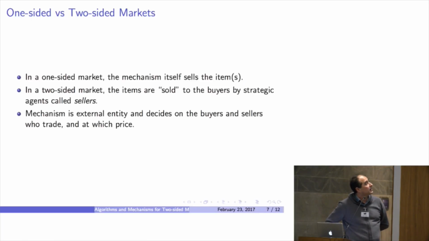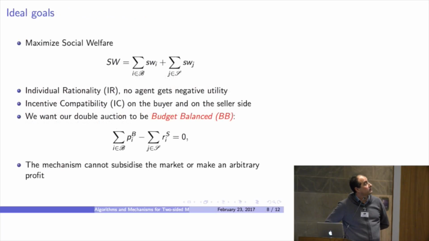The ideal goal of two-sided markets is that of maximizing social welfare, that now is the social welfare of both the buyers and the sellers, or the providers and the consumers. The mechanism needs to be individually rational, meaning that no agent gets negative utility. Everybody is at least willing to work with the mechanism. It must be incentive compatible.